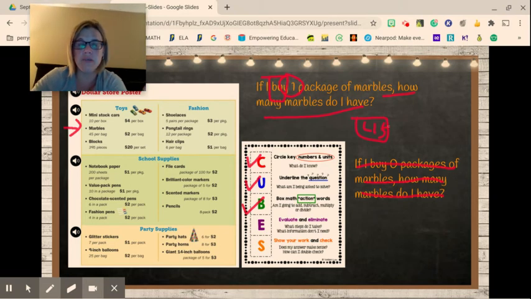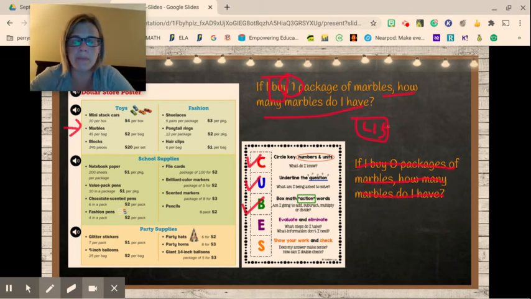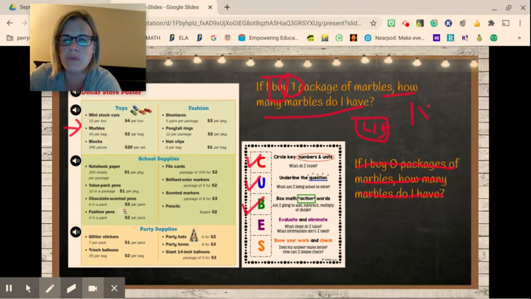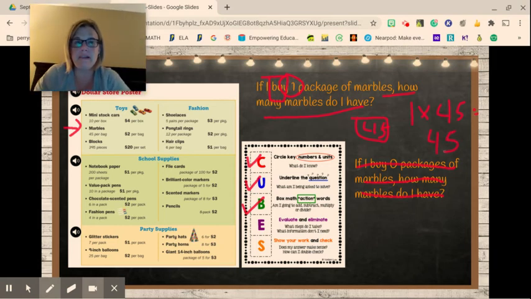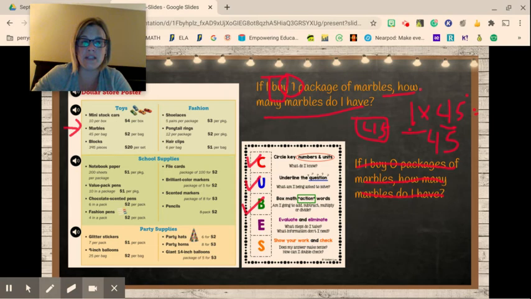I don't need to write a number sentence, but I do want to show you something. So I have 1 package and I'm multiplying it by 45 marbles. That equals 45. Anytime I multiply a number by 1, it's going to be the other number. So remember, these 2 numbers are called factors. If one of my factors is 1, my answer will be the other factor. So 1 times 45 is 45. If I buy 1 package of marbles, I will have 45 marbles.